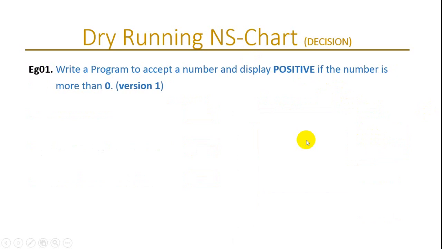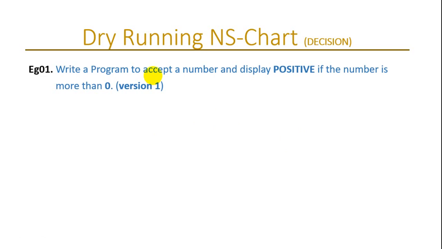To start off, we'll start again with a program. We are going to write a program to accept a number and say positive if it is a number greater than 0. Basically, if it is more than 0, it's positive. We are going to put the word positive if the user enters a number which is more than 0. But if the user enters a 0 or a negative number, we are not going to display anything. So this is the exercise we are trying to do.